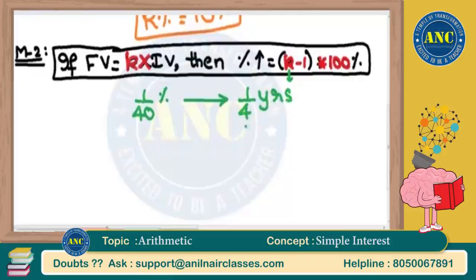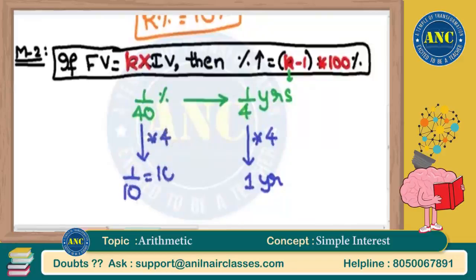Your question is find the rate of interest. Rate of interest is always calculated for 1 year. 1 by 4 should become 1. Multiply by 4. Here also multiply by 4. 4 by 40 is nothing but 1 by 10. 1 by 10 is nothing but how much? 10 percentage. Answer for this question is 10 percentage.